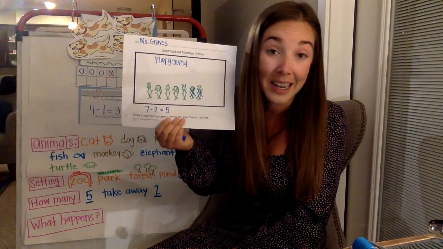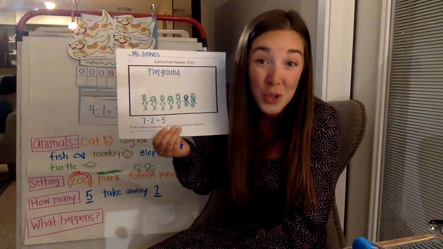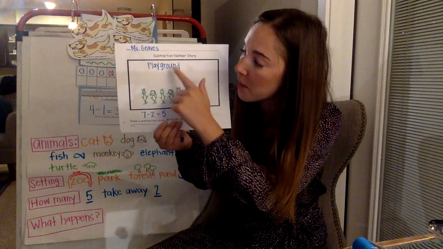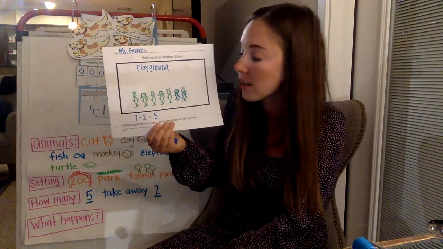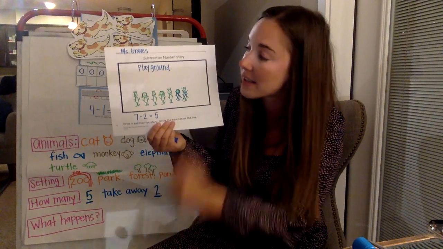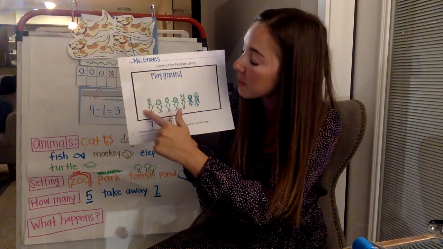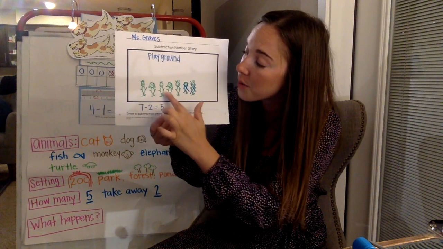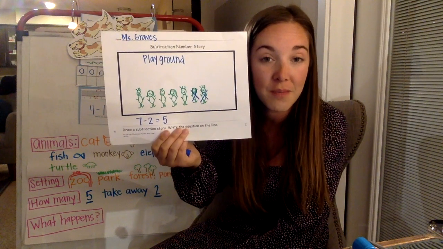My number story goes like this. There were 7 and I got to choose my own number. There were 7 kids on the playground. If you can see, I have my whole as 7. 2 kids went home. There were 7 kids on the playground, 2 kids went home. Now there are 1, 2, 3, 4, 5 kids left on the playground.